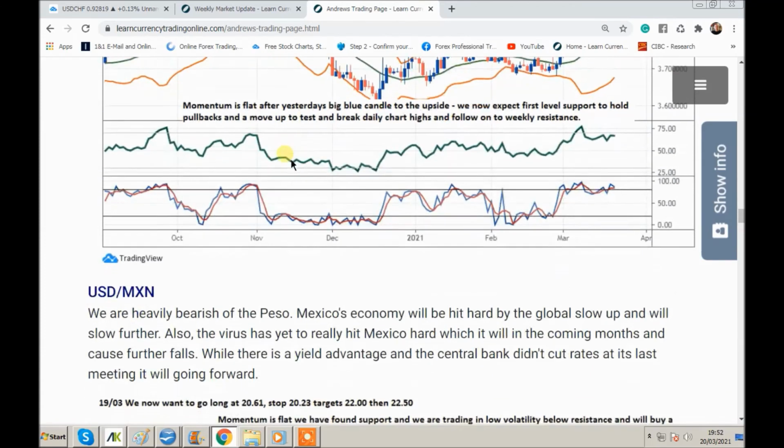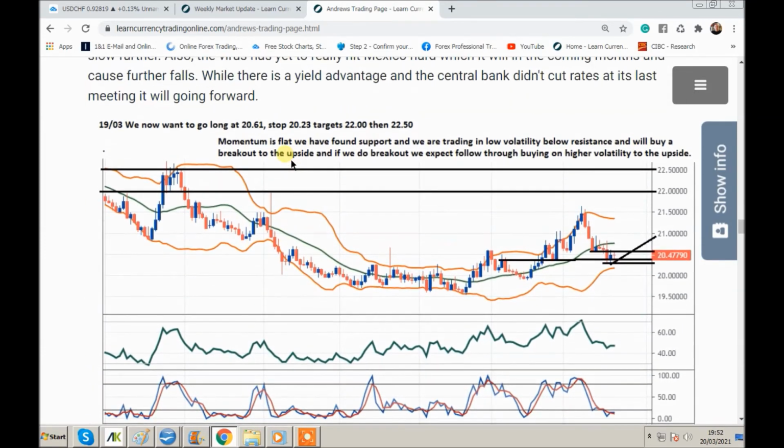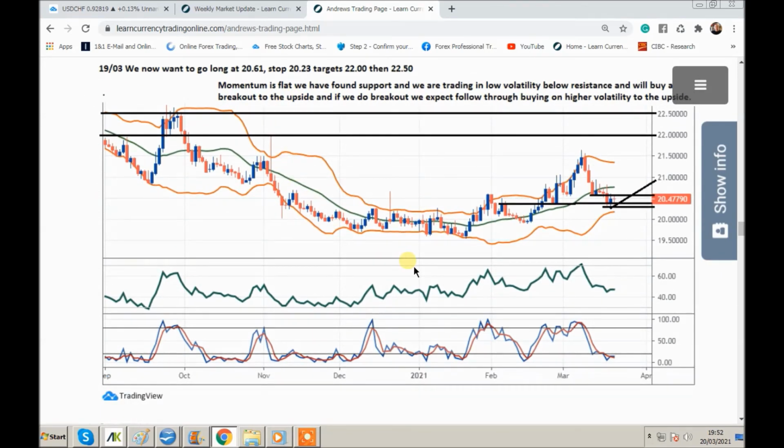A few more pairs to finish off with. USD MXN, an emerging market currency, also a commodity currency. US dollar, really nice run up. And this is a really decent correction back to a major support level. Just come through here, aiming for 22, then 22.50. Again, really good risk to reward on this one.